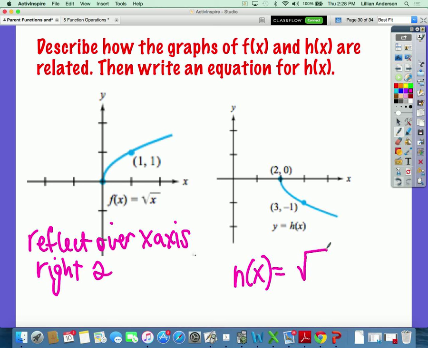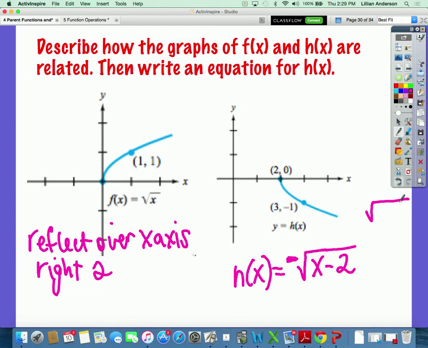Okay, take it in pieces. Negative square root? Yes. So there's the reflection over the x-axis, negative square root of x minus 2. Now, is that minus 2 underneath the square root or on the outside? Underneath. Very good. And there's the function. So the minus 2 is how it was for absolute value, it's the same thing for the square root.